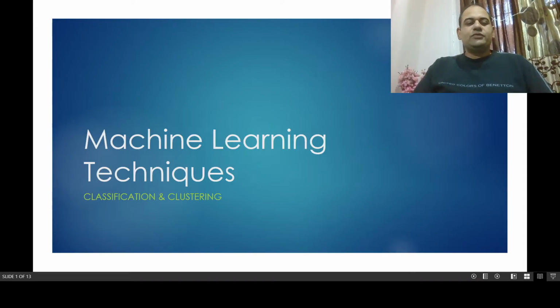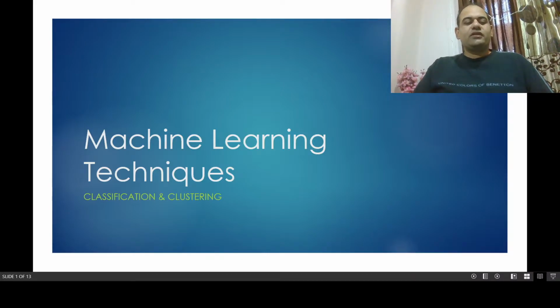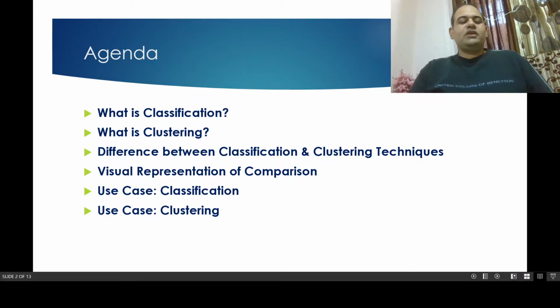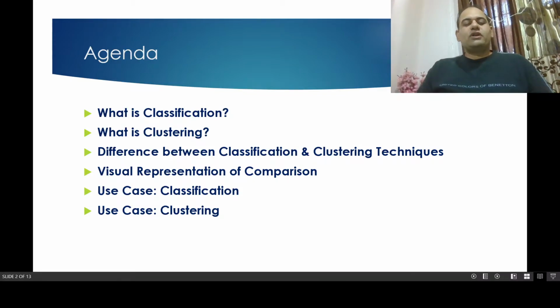Hello all and welcome to the session on machine learning techniques, chiefly classification and clustering categories. So in this session we'll talk about the classification and clustering methods. We'll talk about what is classification, we'll see what is clustering actually, and then we'll finally discuss the key differences between classification and clustering methods. Also we will see a visual representation of comparison between two methods. We'll also discuss briefly various use cases for classification and various use cases for clustering methods.